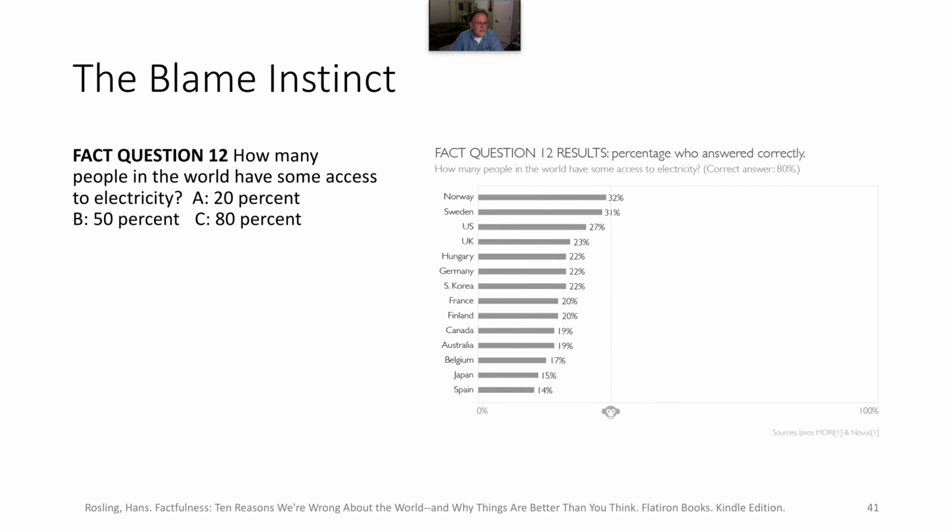Under the topic of blame, he asked the question, how many people in the world have some access to electricity: 20, 50, or 80%? The answer is 80%. And again, everybody performs less than chimpanzees.